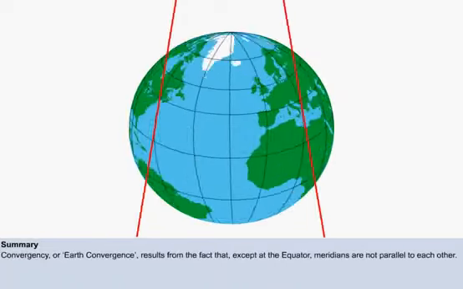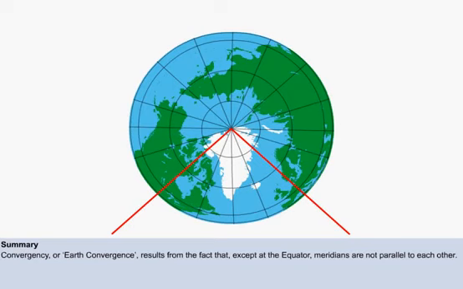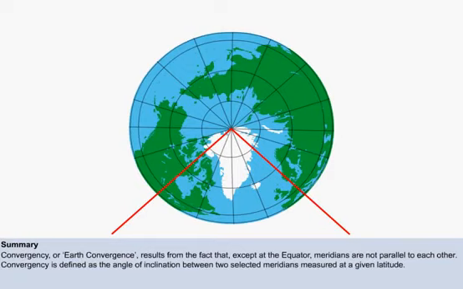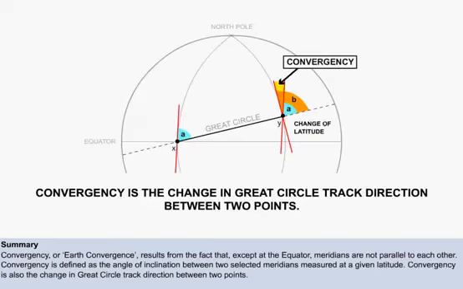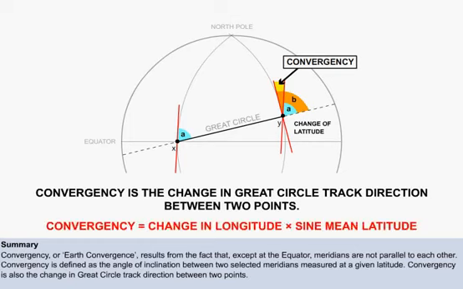Let's summarize what we've covered. Convergency, or Earth convergence, results from the fact that, except at the equator, meridians are not parallel to each other. Convergency is defined as the angle of inclination between two selected meridians measured at a given latitude. Convergency is also the change in great circle track direction between 2 points. The formula to calculate convergency is convergency equals change in longitude times the sine of the mean latitude.